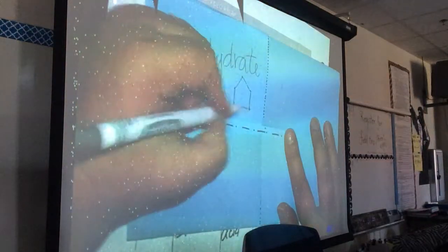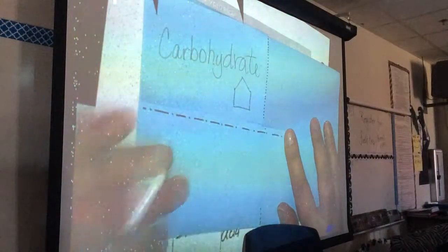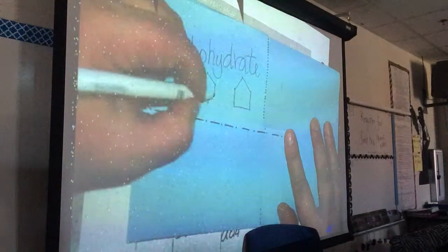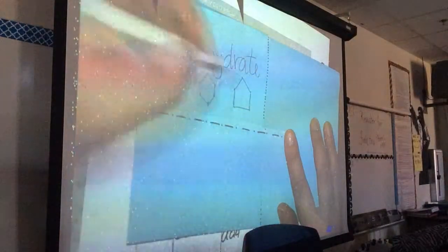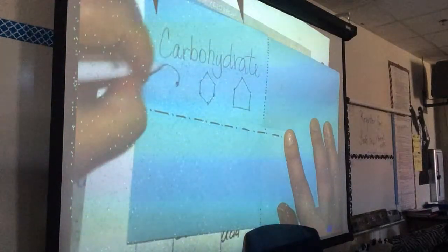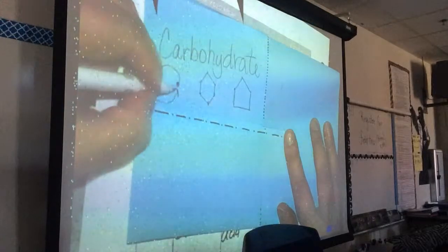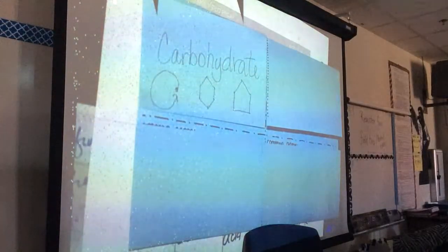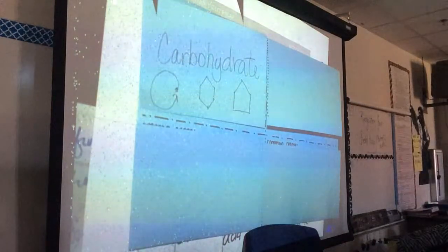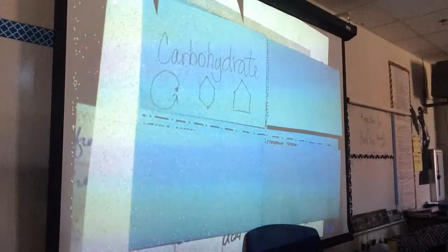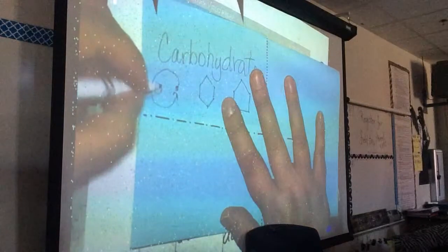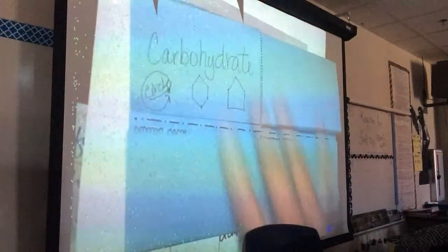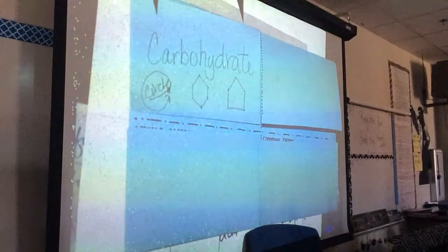Now remember, we could have a 5-carbon sugar. We could also have a 6-carbon sugar, right? As long as the overall shape, I could draw a circle around it, right? That's what we're looking for. Here, this just represents the circle nature of a carbohydrate.